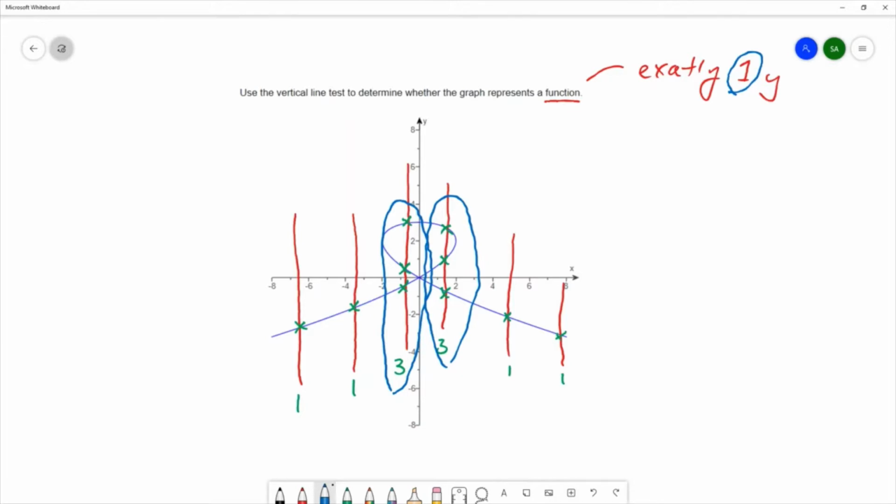These are places where the graph is violating the definition of a function, where you have 1 x value with more than 1 y value. So since we have a couple places where vertical lines cross in more than 1 place, this is not a function.